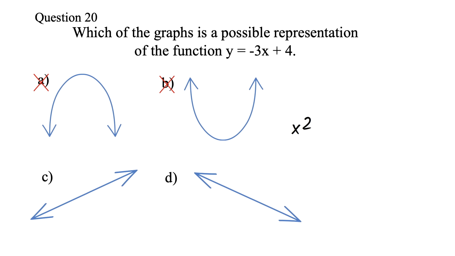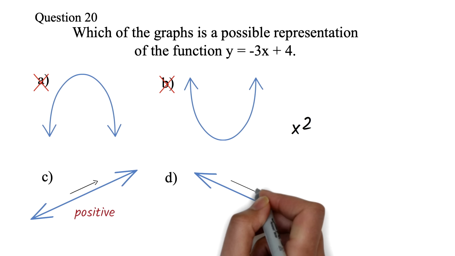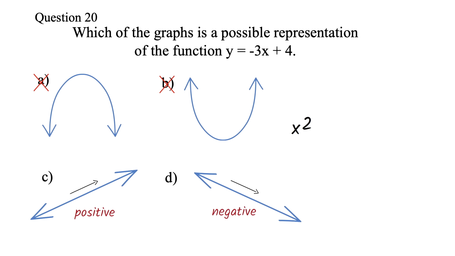Both option C and option D are linear functions. The slope of C is going up, so it's a positive slope. The slope of D is going down, so it's a negative slope.